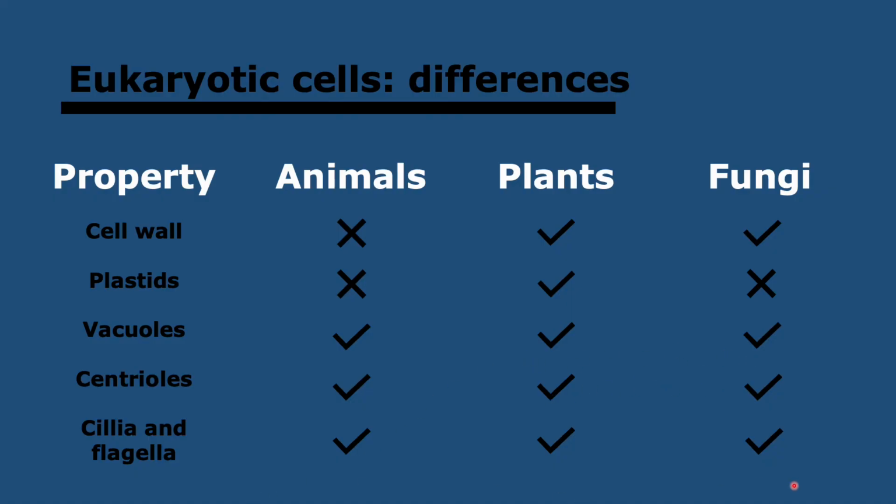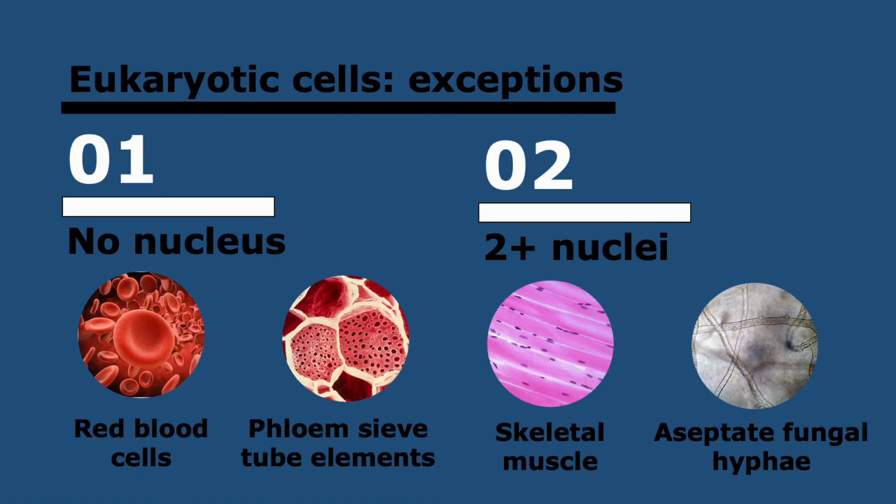Same goes for cilia and flagella. Only male gametes have them in fungi and plants. In animals, they're a lot more common. Talking about the cell theory before, remember there were some exceptions. Well, here are some of the exceptions.